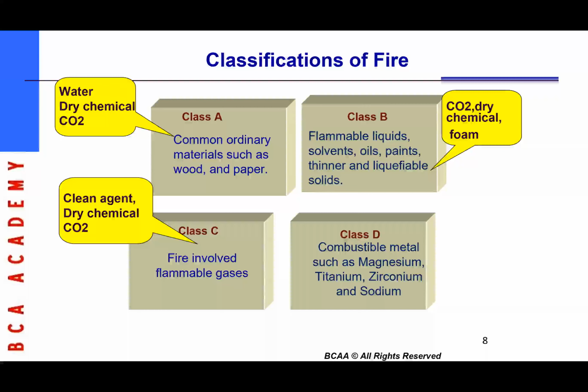Class D fire involves combustible metals such as magnesium, titanium, zirconium, and sodium. Special dry powder or extinguisher approved for use on that specific combustible metal is to be used.